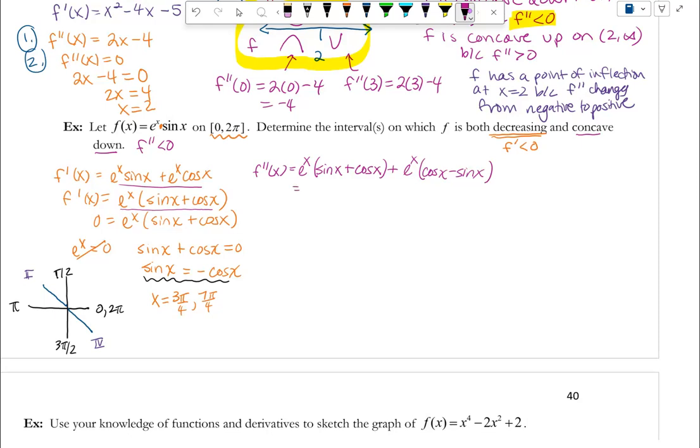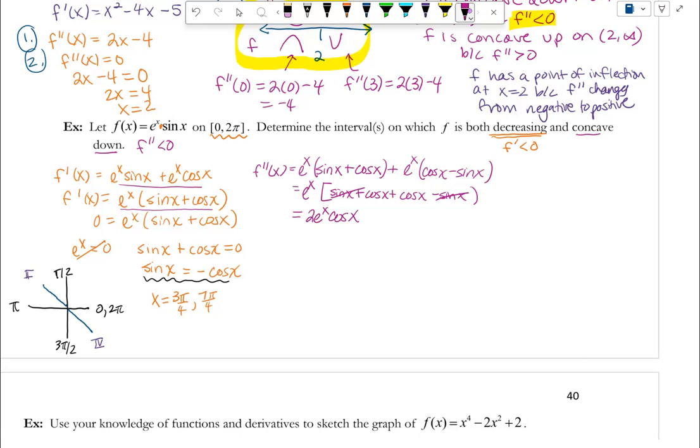We could factor out our GCF of e to the x, or we could distribute it. I don't really know which seems easiest. They seem like the same amount of work. I'm going to factor it out. So I'm left with sine of x plus cosine of x plus cosine of x minus sine of x. And my sine terms have opposite signs, so I can cancel those out. So I get e to the x times cosine of x plus cosine of x, which is the same as 2e to the x cosine of x.